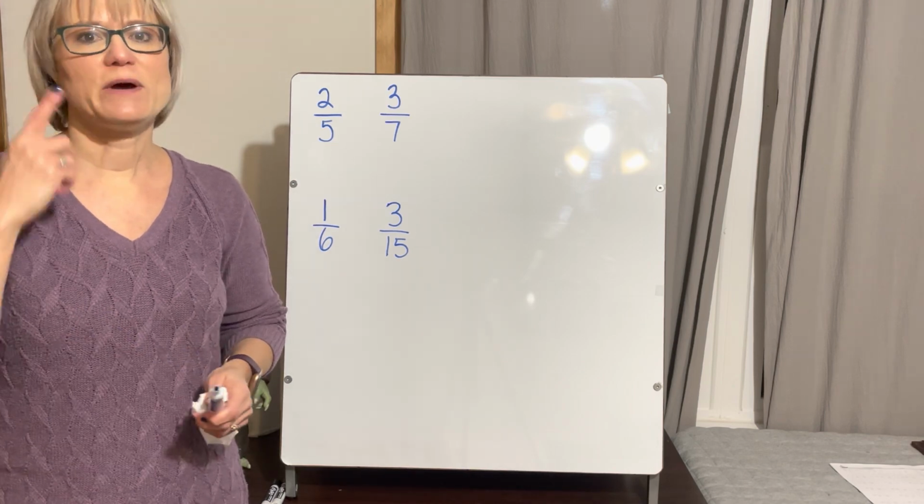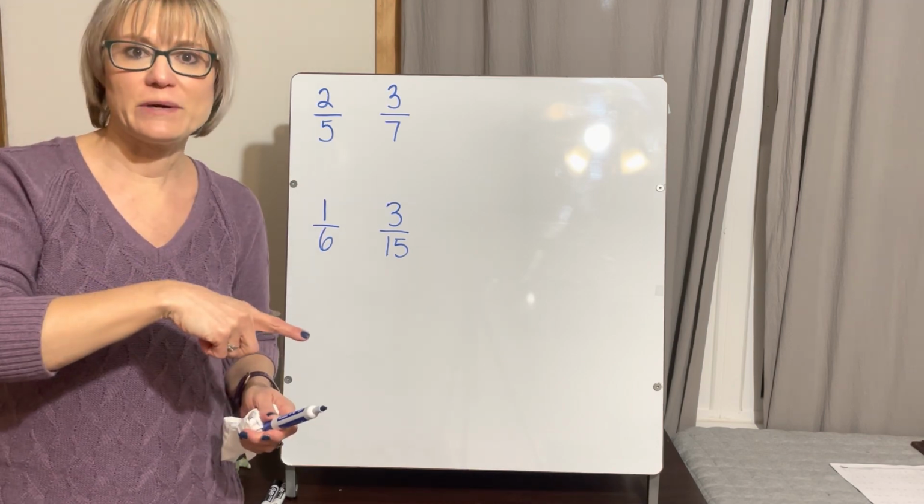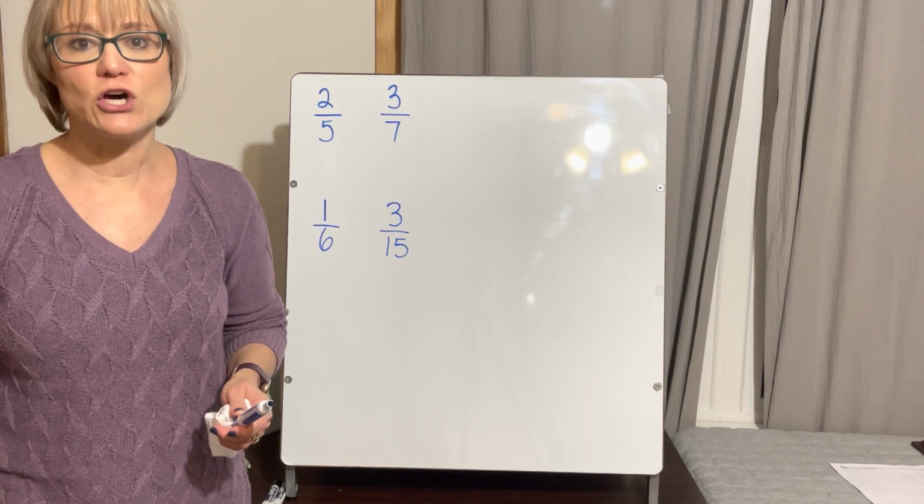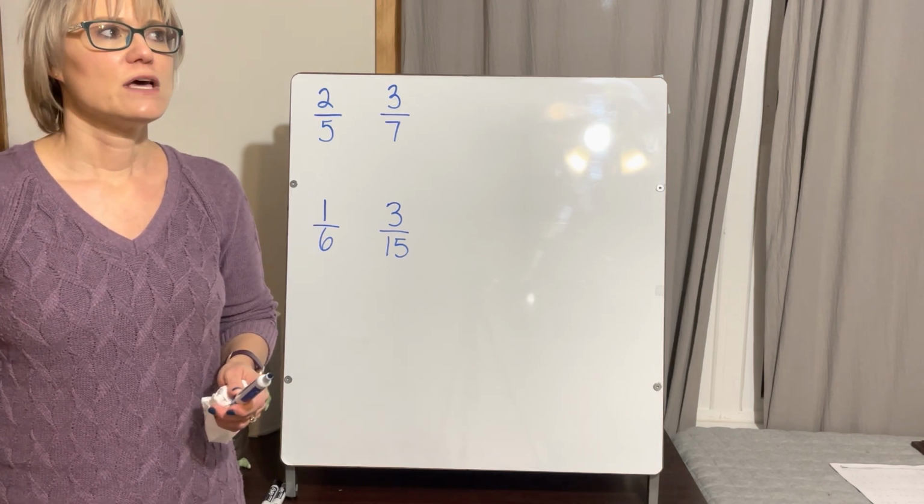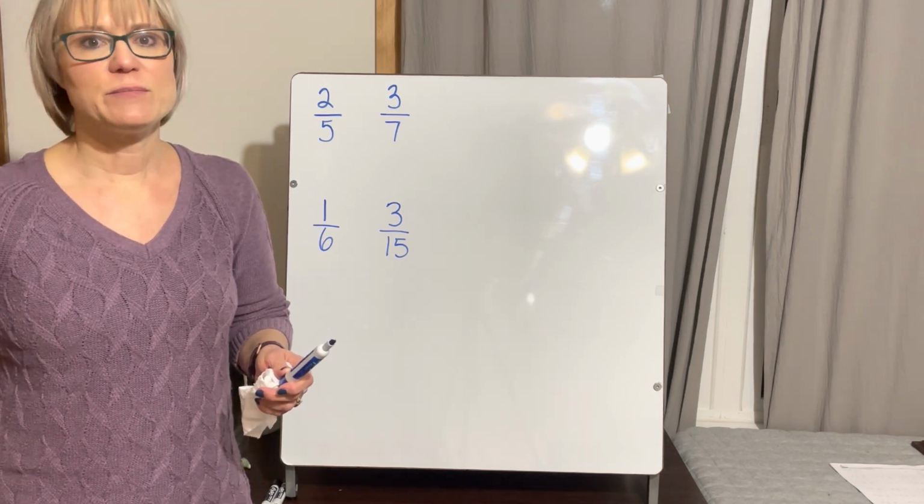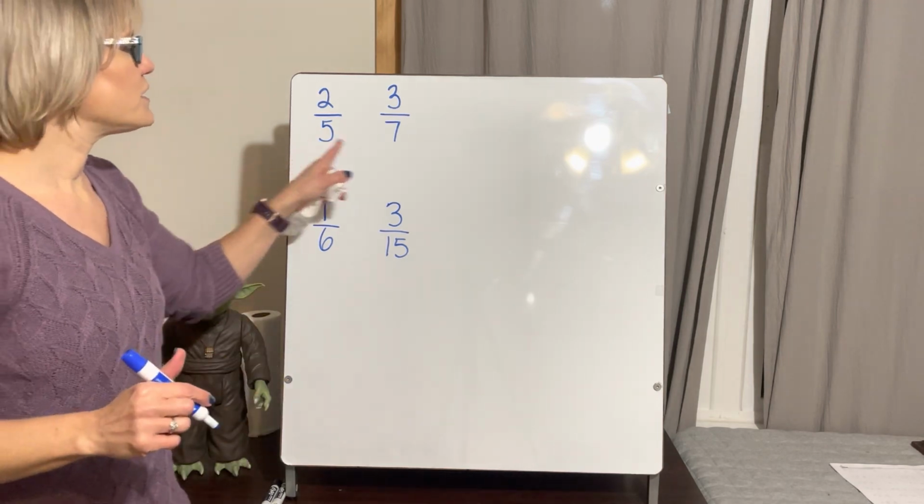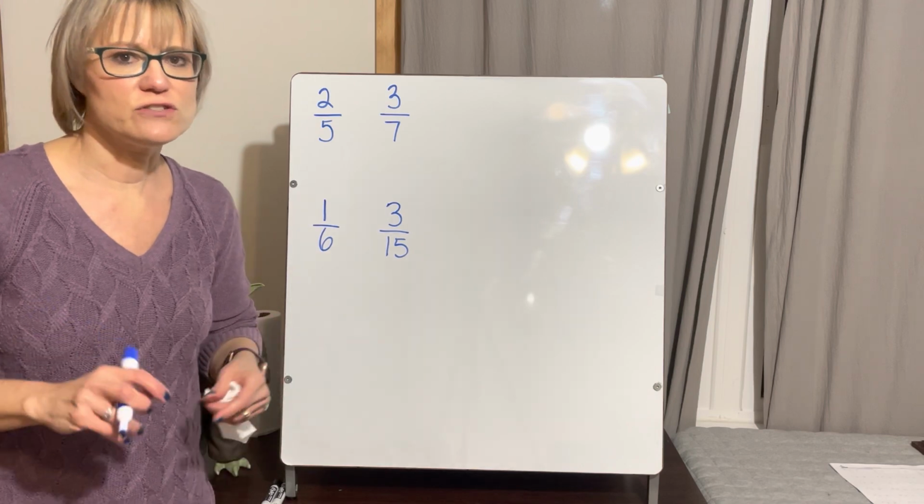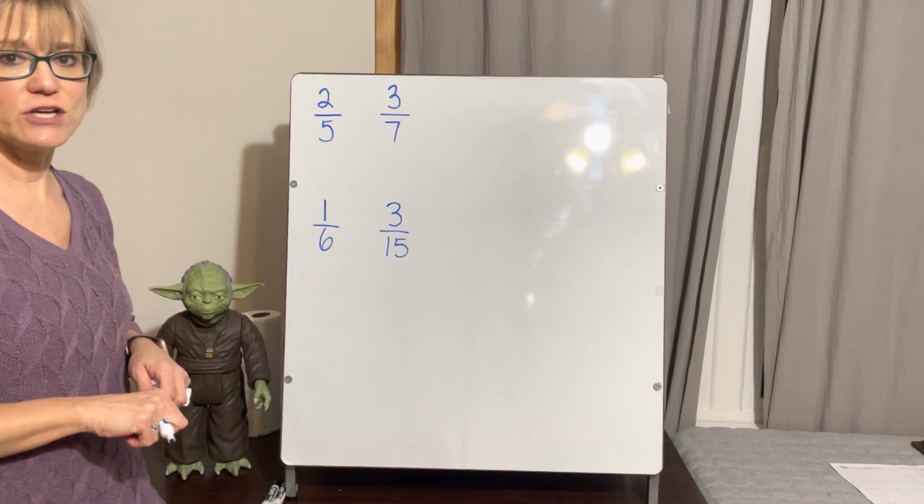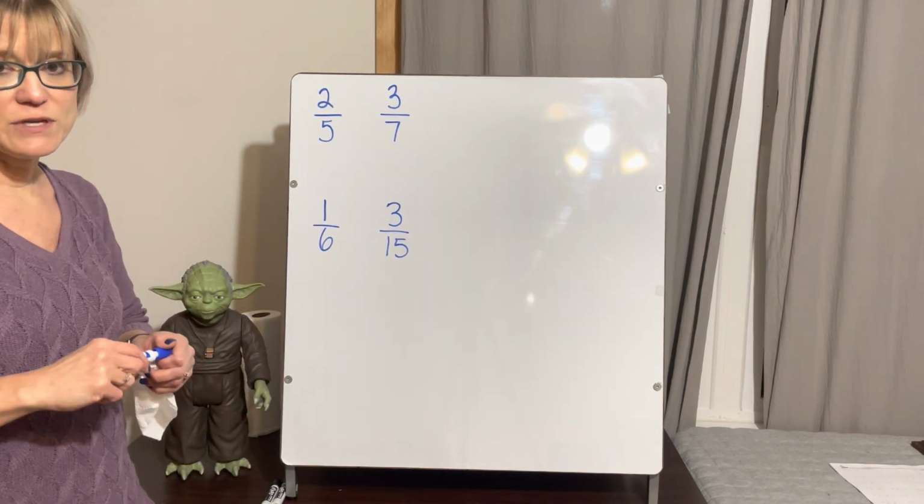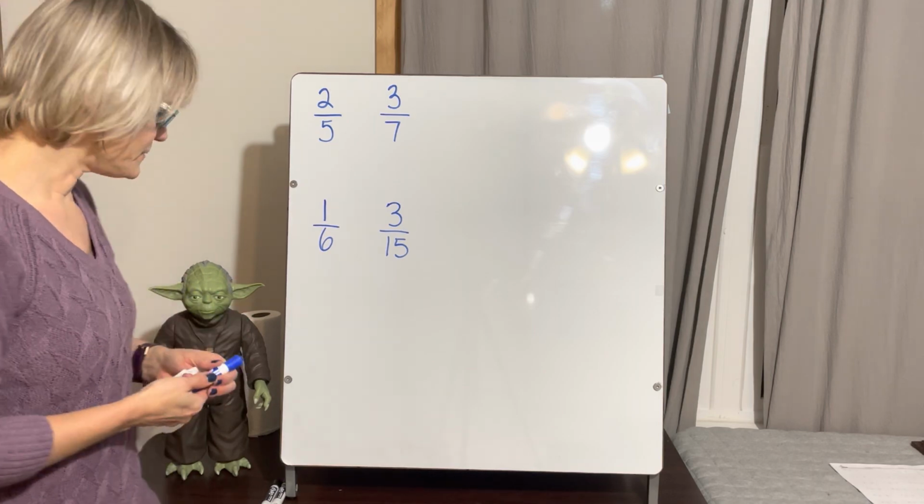For instance, you might have brown eyes and your best friend might have brown eyes. That's something that you have in common. If I had the same color sweater as somebody else, we would have that in common. So the fractions have to have that too. They have to have their denominators in common in order to be compared.